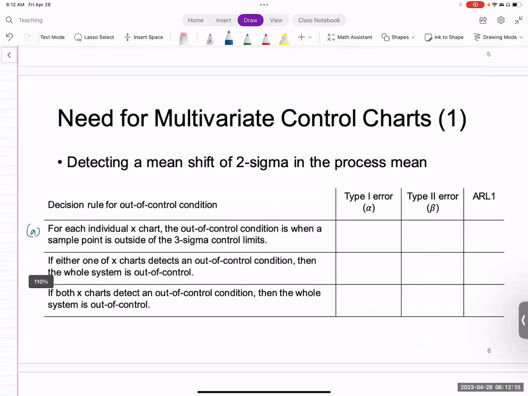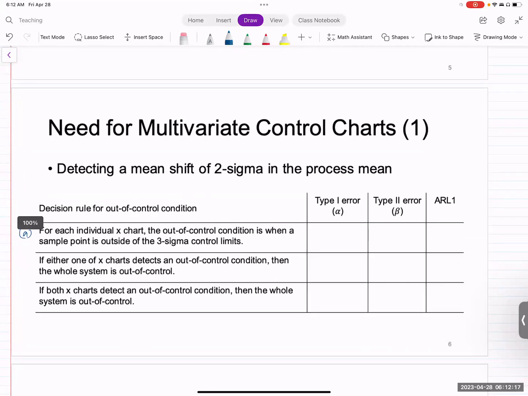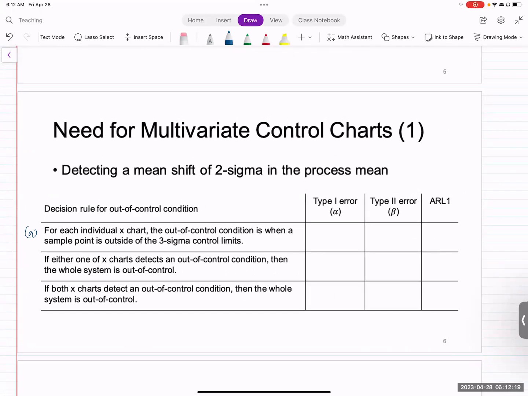for each individual X chart, the out of control condition is when a sample point is outside of 3 sigma control limits. If this is the rule, which is a standard rule, your type 1 error is 0.0027, and your type 2 error is 0.84. And then your ARL1 is 6.25, which is basically 1 over 1 minus beta.